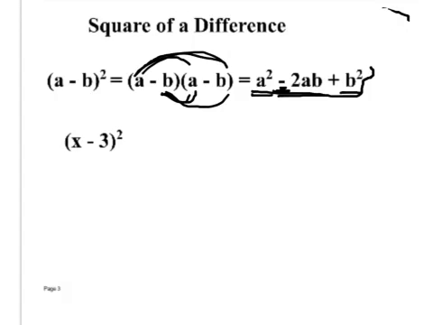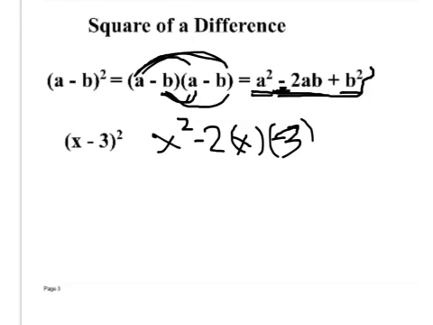Why aren't we just keeping working on adding it then? Because it's not always going to be adding it. All right, x minus 3 squared. So we square the first number, which is x, times x, which is x squared. We have minus 2 times the first number times the second number, which is 3, plus the second number squared. So this is going to be x squared minus 6x plus 9.